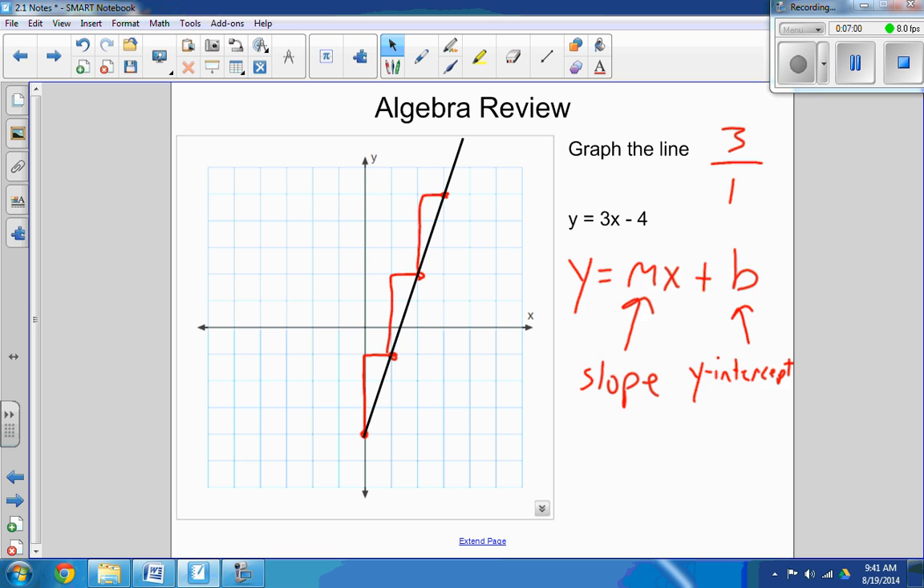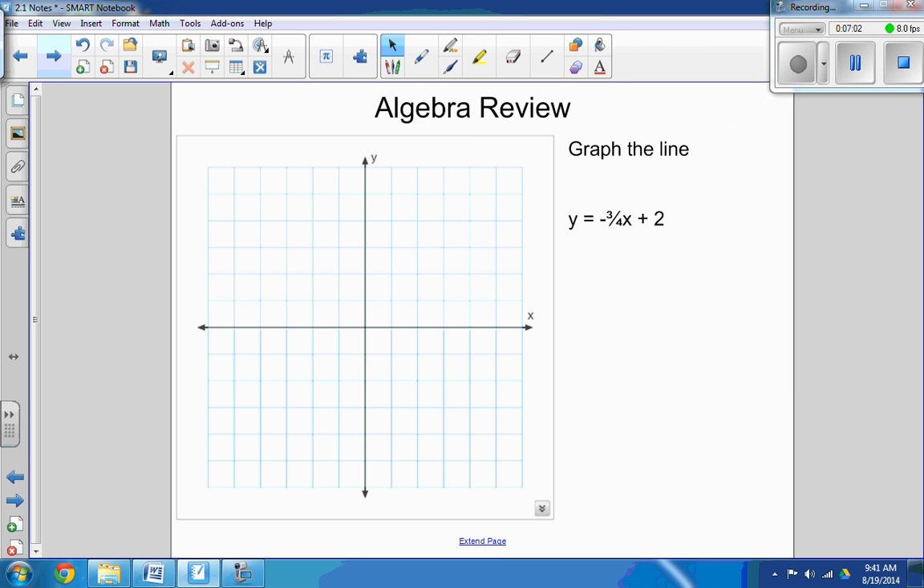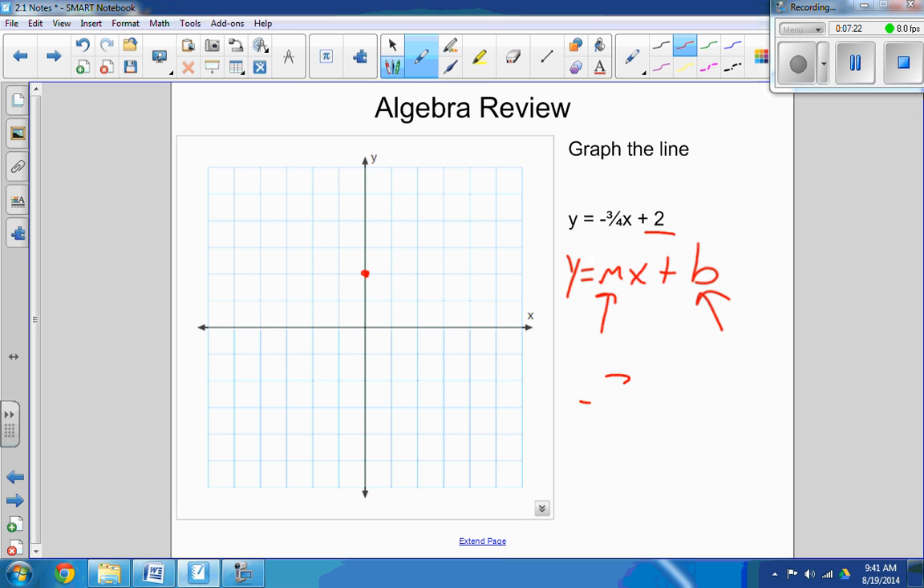Let's do that again. Let's look at another one. Let's graph this line. Again, y equals mx plus b. That's the slope. That's the y-intercept. So 2 is the b, positive 2, so here, a positive 2. The slope is -3 over 4. So it goes down 3, right 4.